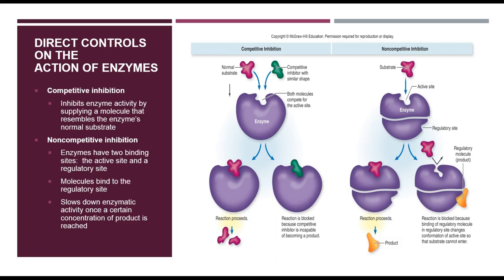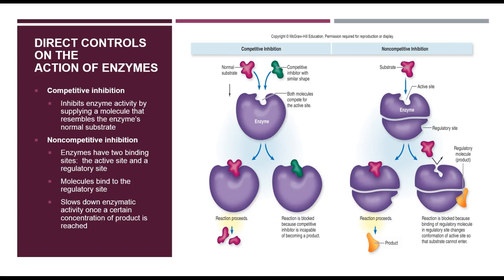So if the competitive inhibitor bonds to the active site of the enzyme, it then prevents the enzyme from working on the normal substrates. So that reaction is blocked because no products are able to be produced from the normal substrate.